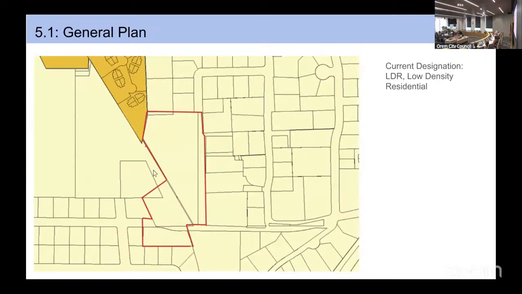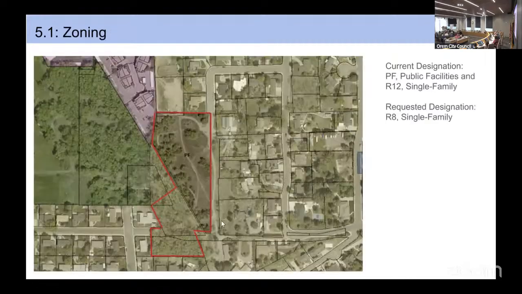The general plan, actually, this is the snip from the land use map. The general plan calls all of this out as low density residential. So the R8 zone is in keeping with that category. It's one of the preferred zones for that category. Just to the north, there's some medium density residential category, but all the rest of the surrounding is in that low density category. And the zoning is the same. You have R12 zoning here and R8 zoning around it. And again, the PF zone here.